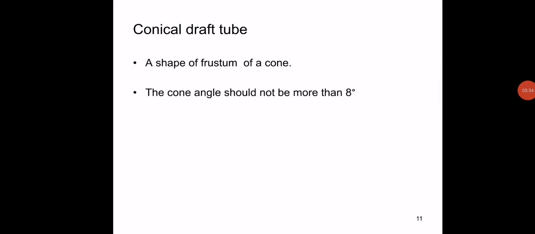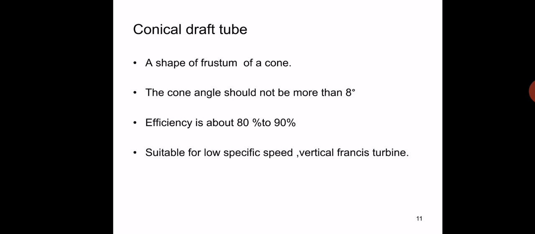So let us discuss the conical draft tube. The cone angle should not be more than 8 degrees. It has the shape of a frustum of a cone. The efficiency is about 80 to 90% when we use the conical draft tube. In this, the head loss is less, so due to that we get efficiency of about 80 to 90 percent. This is suitable for specific speed and vertical Francis turbines.